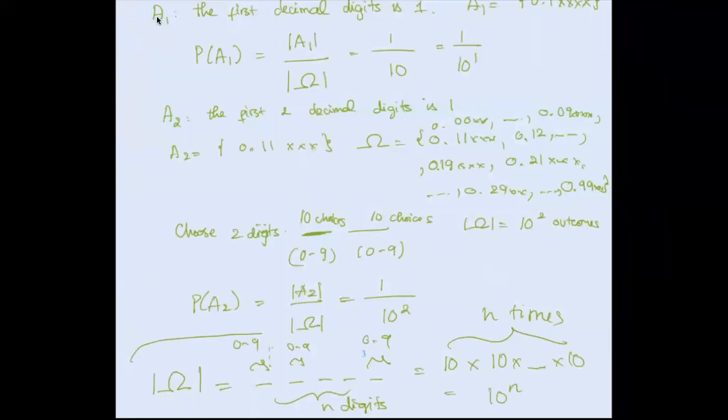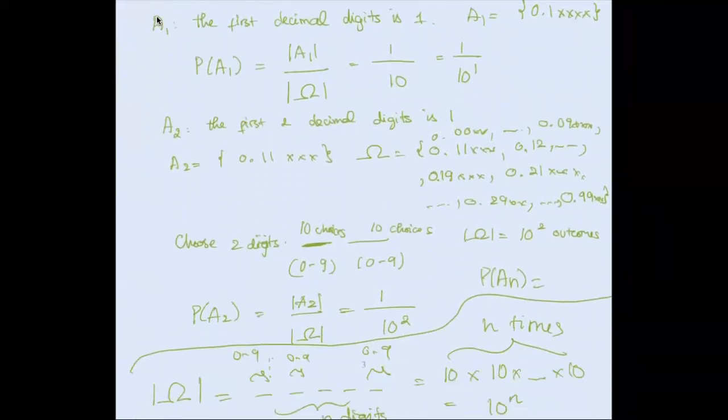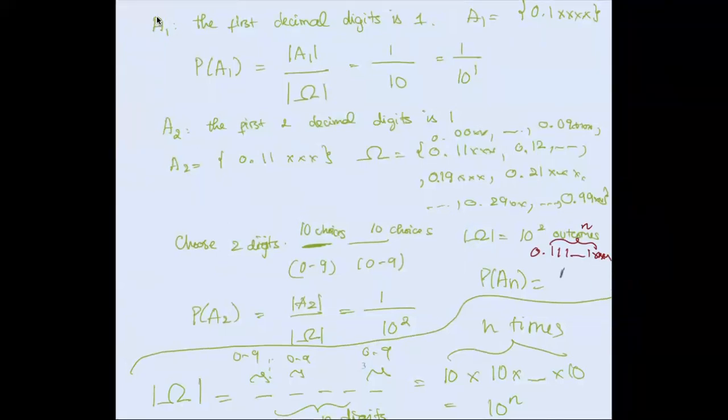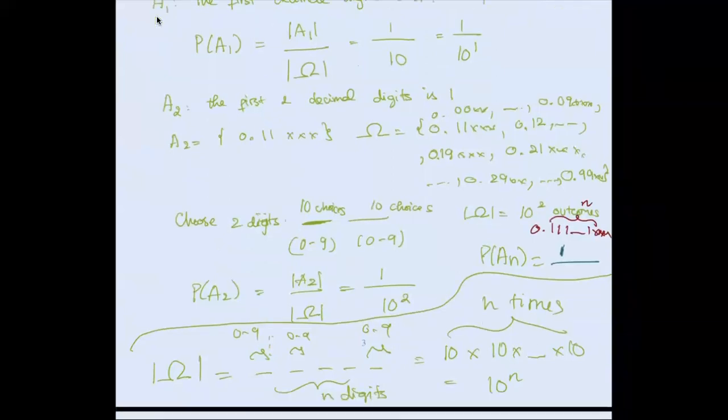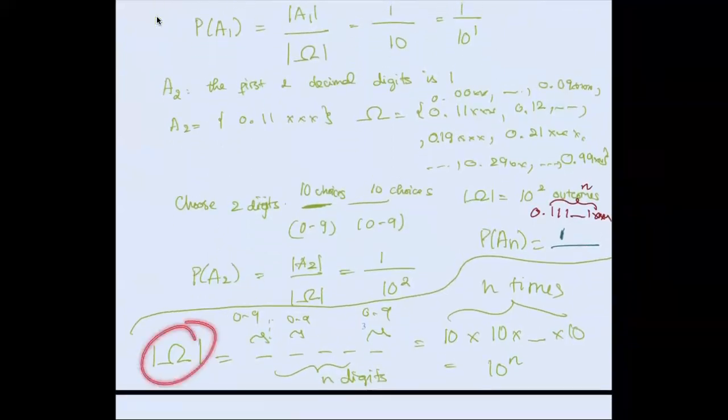So this is the situation when you care about n digits. Then A_n would have to be something like 0.1111 and then something behind that. And here you would have n times 1. So probability of A_n would just be 1 divided by cardinality of the sample space, which is 10 to the power of n.